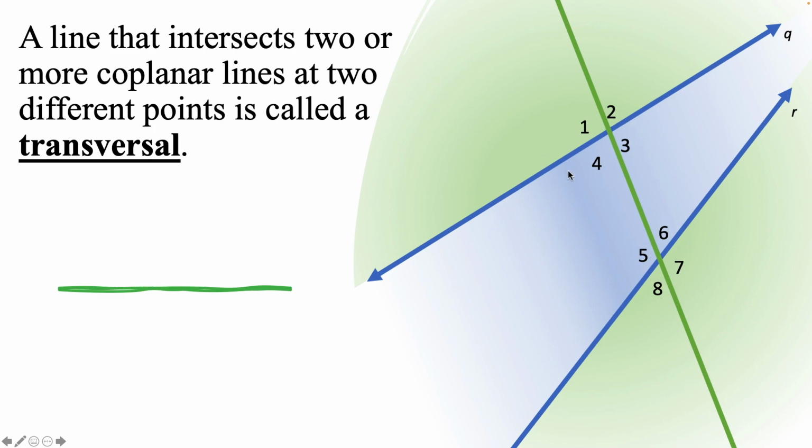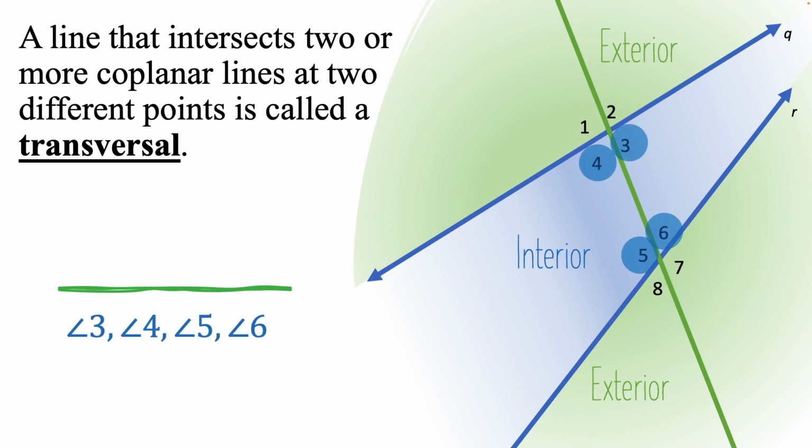And then we've got some different regions. Anything between the two original lines, that's called the interior. And what's outside the blue lines is called, shocker, the exterior. Now let's take a look at some of these angles. See all these guys, 3, 4, 5, and 6? Those are on the interior of that space there, so we call them interior angles. Well, what if we push them out?